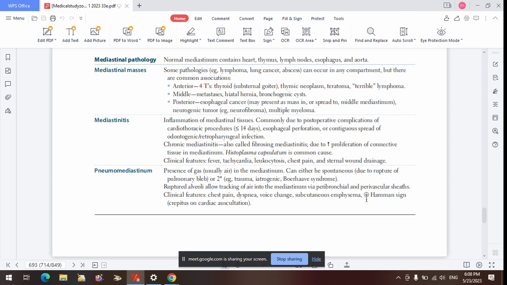Diagnostic of pneumomediastinum. We see the person just having sudden swelling of the head, the neck, that is subcutaneous emphysema. That is not angioedema. Voice change, dyspnea, and chest pain. Pneumomediastinum. We should watch out for pneumomediastinum.